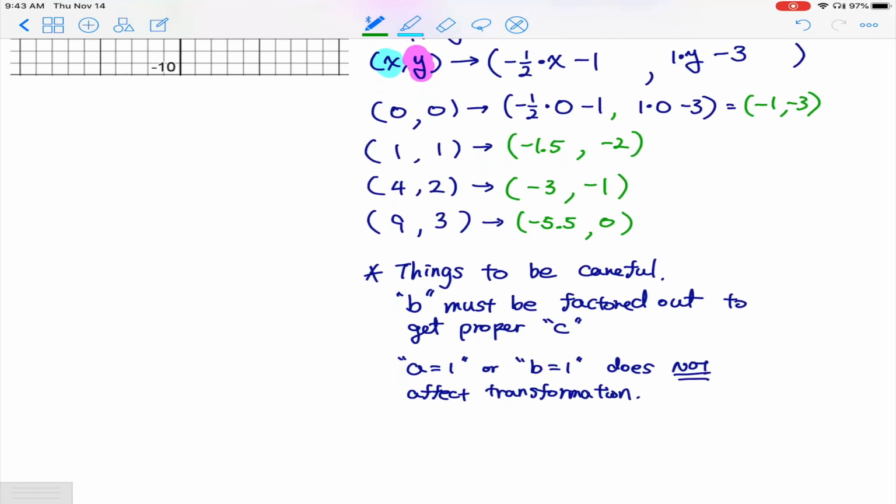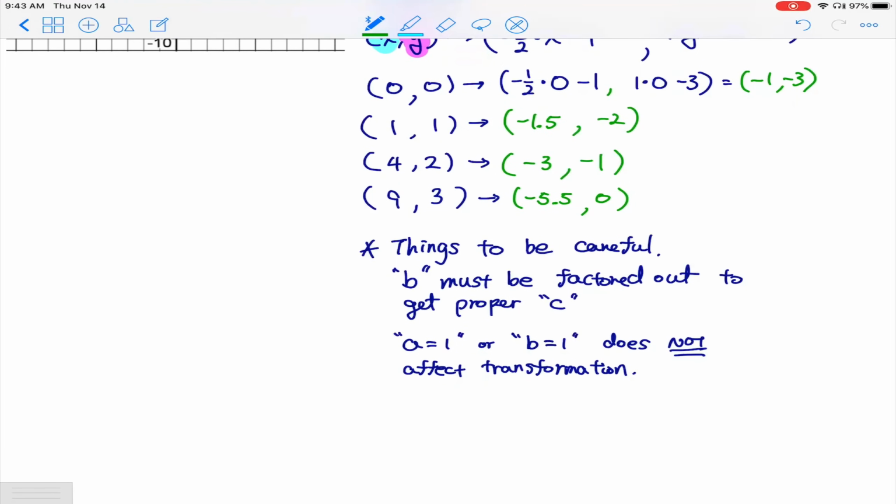Now, the last couple of things that I want you to be careful of is that B must be factored out to get the proper C, and A equals 1 or B equals 1 does not affect any transformations. So when you see no number for the B or A, it doesn't mean they are 0, they are 1.